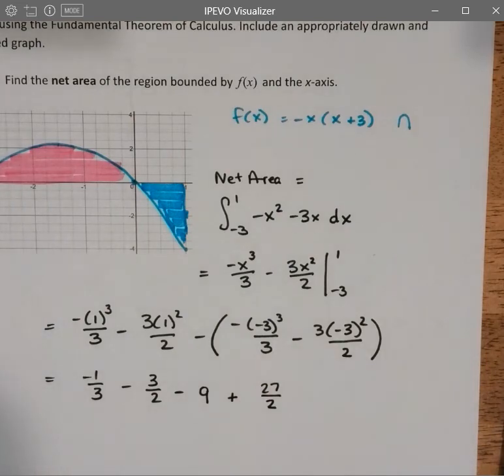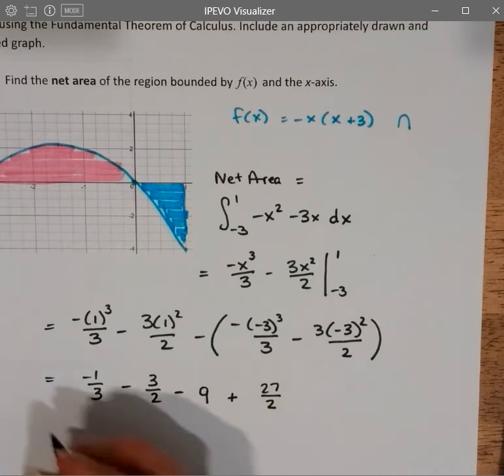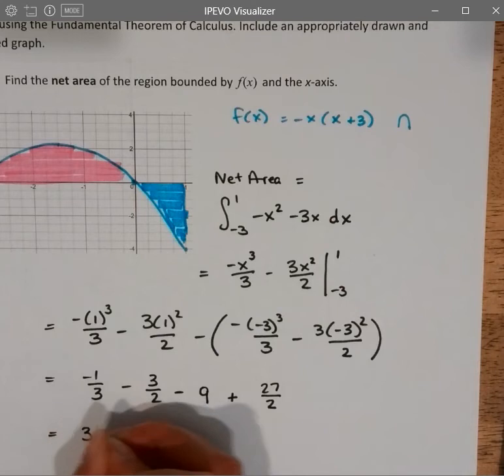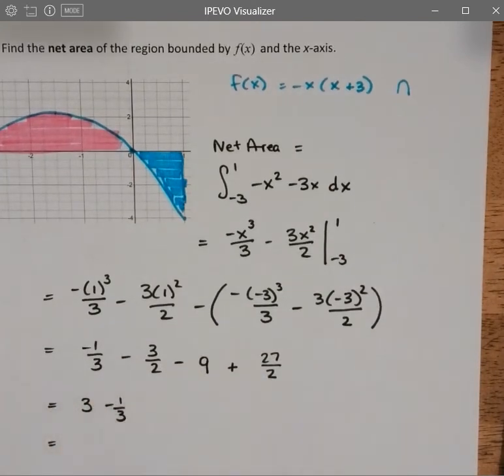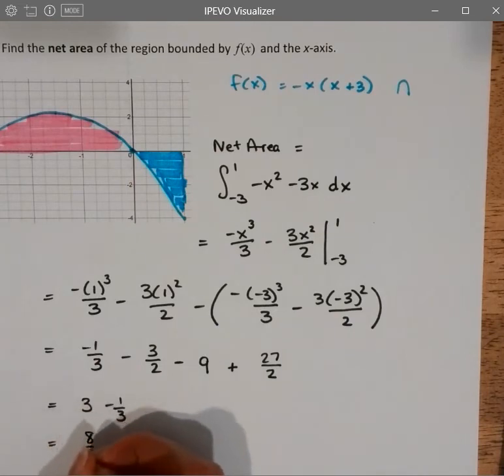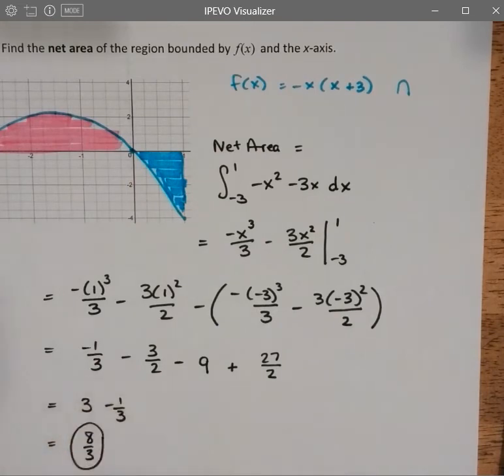Okay, so again, wanting to get all this added up. Let's see, 27 minus 3 is 24 over 2, so that's 12 positive, and 12 minus 9 is 3. So this looks like 3 minus 1/3, so that would be 9 thirds minus 1/3 is 8 thirds. And at some point, grabbing a calculator might have given me a little more speed on that, but we've got ourselves a net area answer.